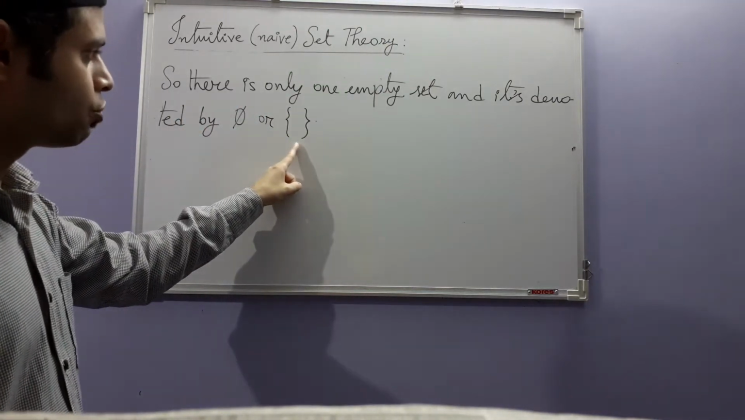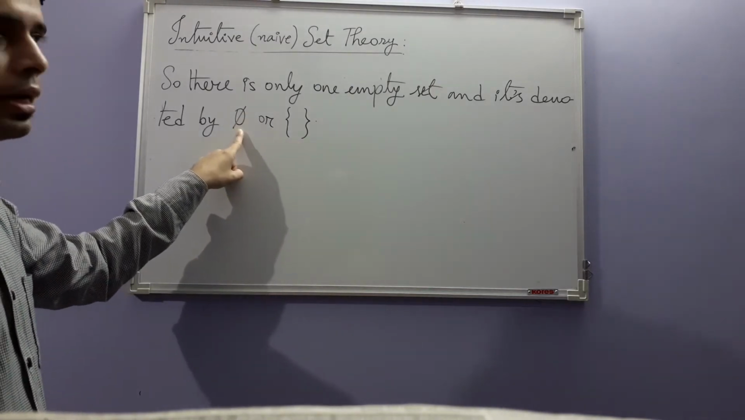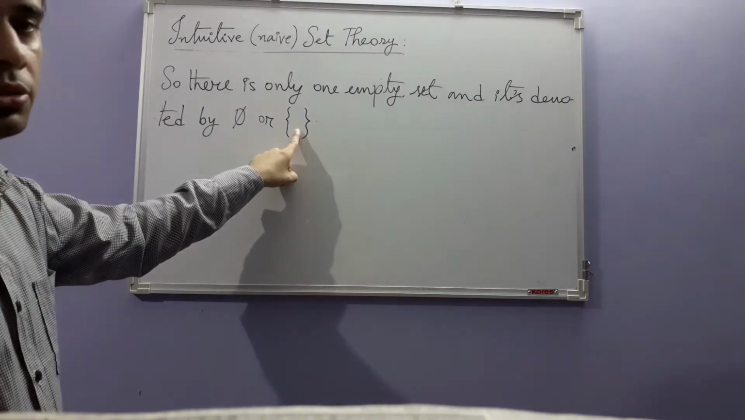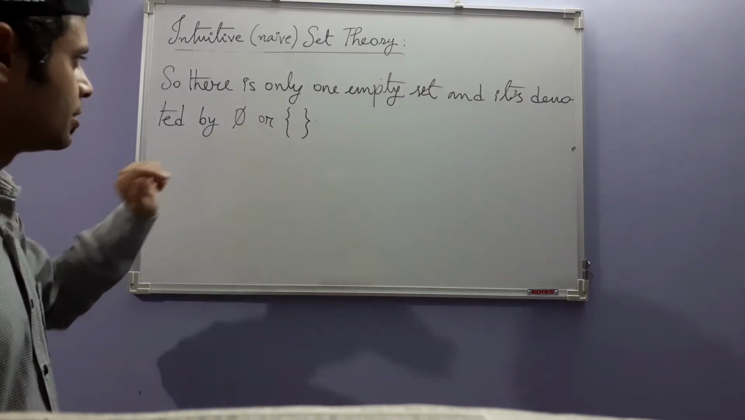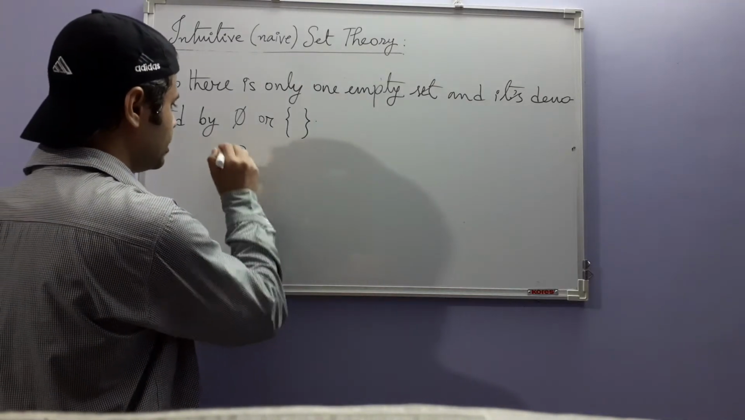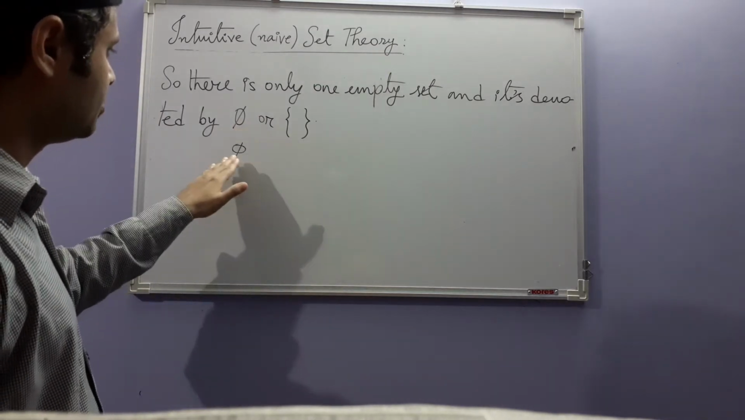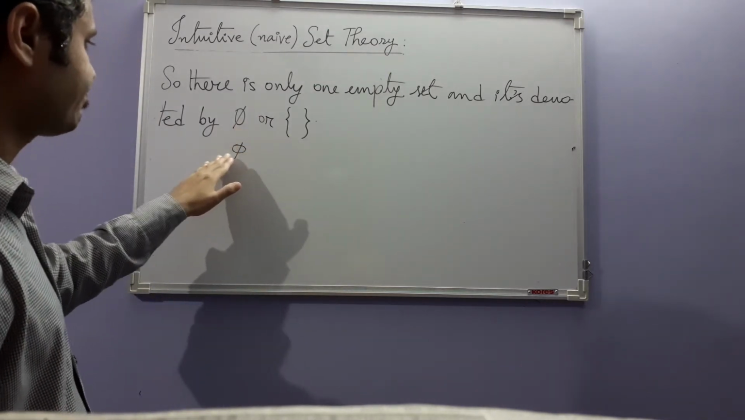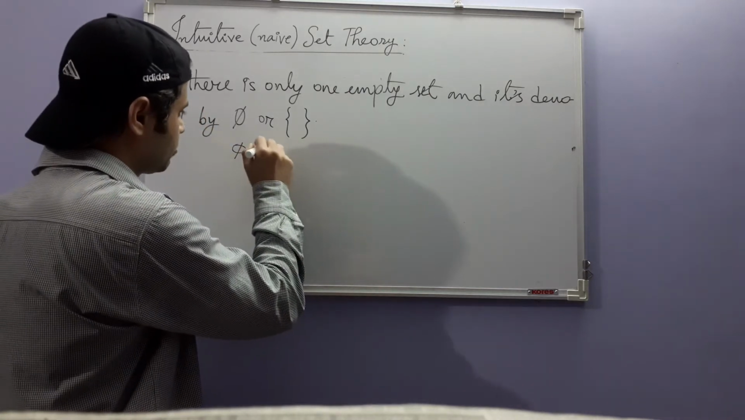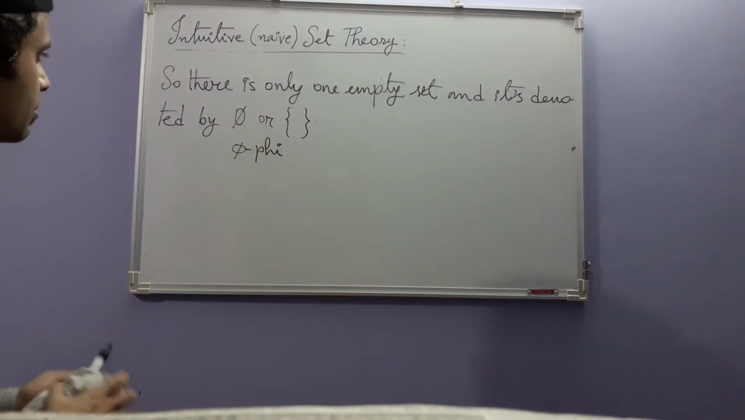This, however, is an old usage and it is not frequently used. This one is used more often. I think this has fallen out of use. This one is no longer used. This symbol is used. It's called phi, which is not Greek phi. Okay, some people make this mistake. Greek phi is different from this symbol. This is the symbol for empty set. This is the Greek letter phi, but this is empty set.